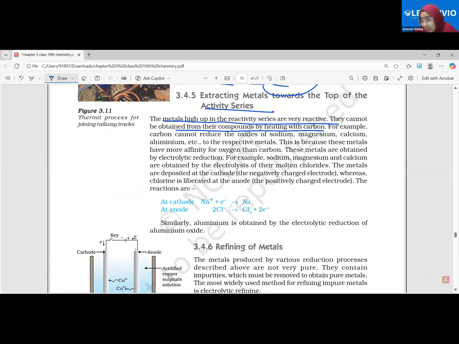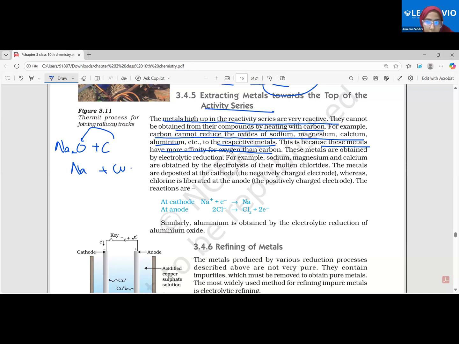And we cannot also use carbon. Let's see why we can't use carbon. Carbon cannot reduce the oxides of sodium, magnesium, calcium, aluminium to the respective metals because these metals have more affinity for oxygen than carbon. See here. Let's suppose sodium is present in the oxide form. If you want to reduce it, we can use carbon, right? So carbon will bond with oxygen, and we will get pure sodium, something like this.